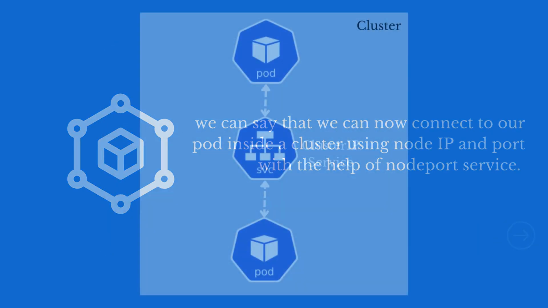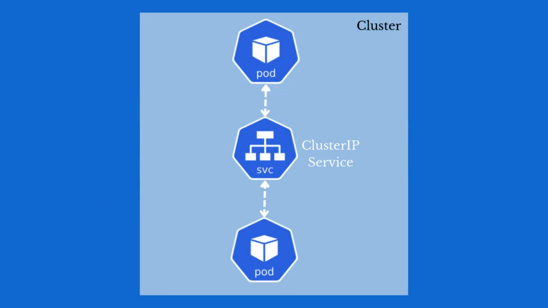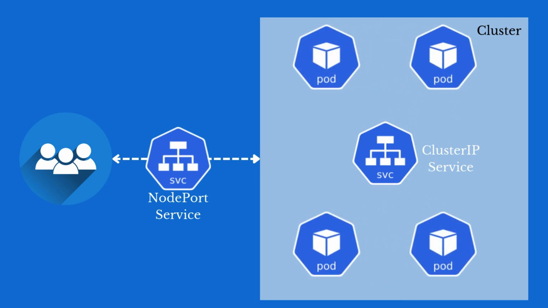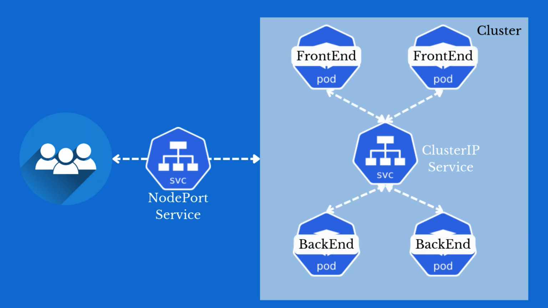Great! Now we understand how communication works within the cluster using ClusterIP and how external users can access our pods using NodePort service. But what if we have multiple pods running? Since in production, you often have multiple instances of your application for high availability and load balancing. In this case, all pods with the same label, for example app equals frontend or app equals backend, are grouped by the service using that label as a selector.